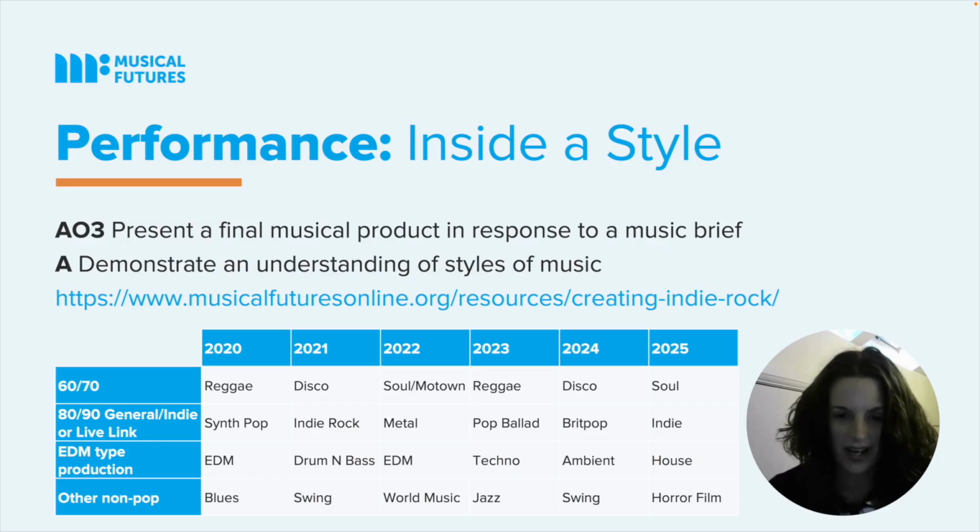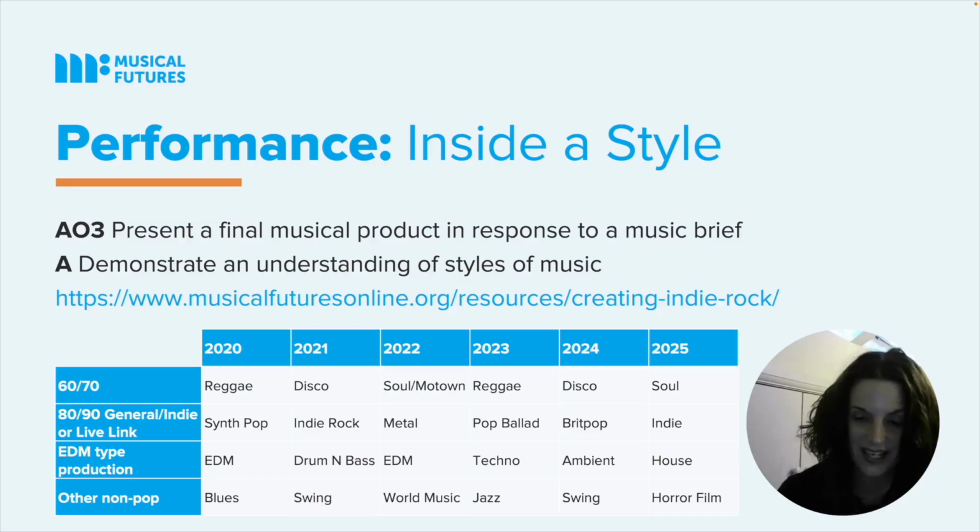Usually there's some kind of 60s or 70s thing. So you've got reggae, disco, soul, Motown on there. We've used the reggae resources before on the play-alongs to help prep students. You've got 80s, 90s general sort of indie or some kind of live link that can involve a guitarist. So there's plenty of Britpop resources on there.